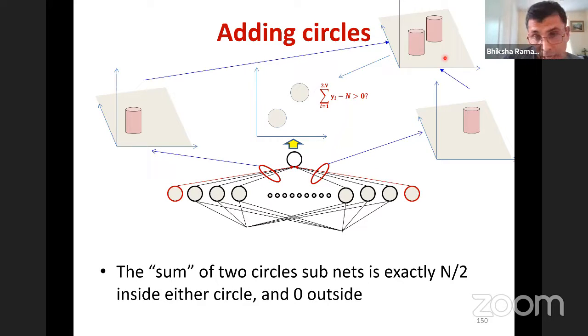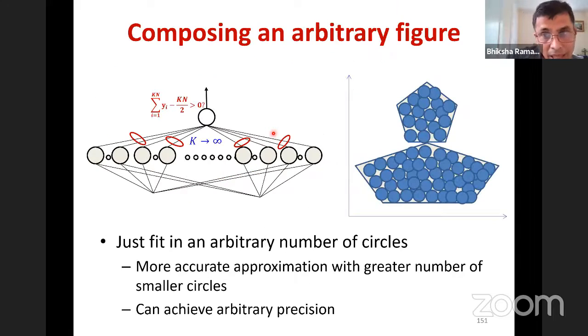Again, no activations applied. If I just sum all of these guys, I'm going to get a double cylinder where the output is 0 everywhere, except in these 2 cylinders where the output is n over 2. And so now I can apply a threshold of n over 2, and I'll get a decision boundary which is exactly 2 circles.